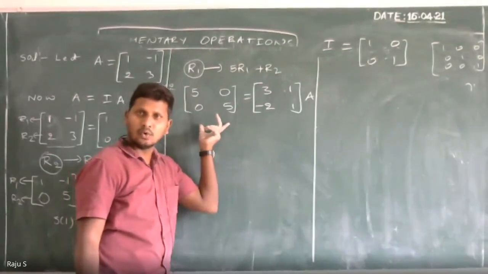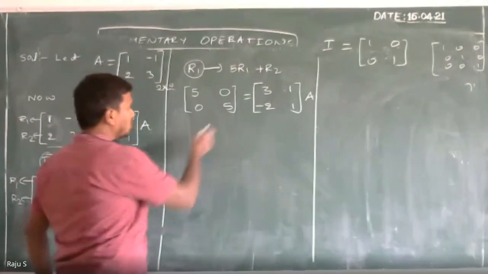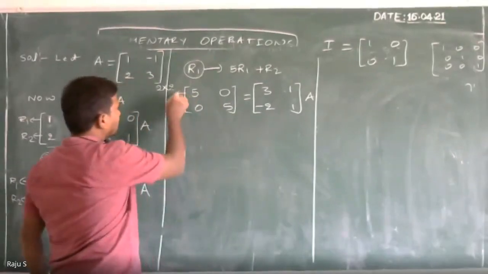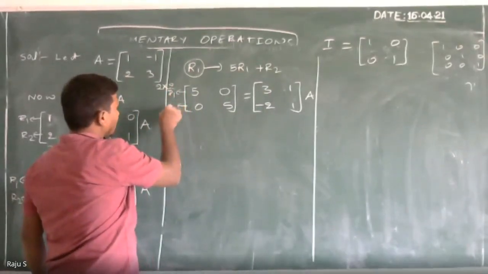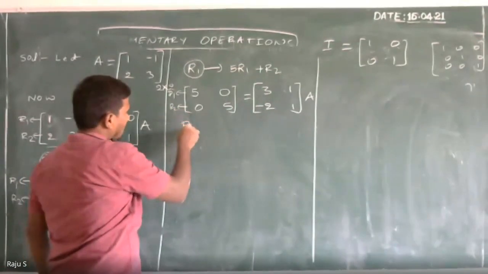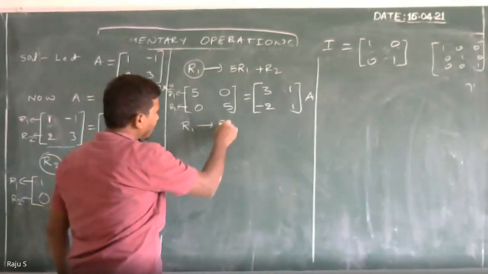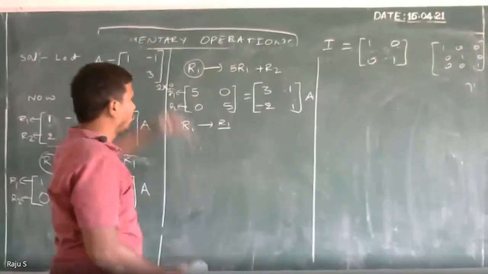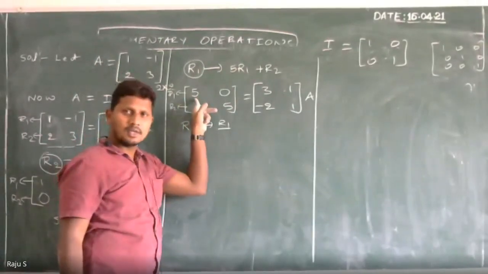No, sir. No, it is a scalar. Yes, sir. Anyhow, how can you change it to identity? Again, this belongs to R1. This belongs to R2. Then R1 tends to R1 divided by, first row dividing with what? Then you'll get 1.